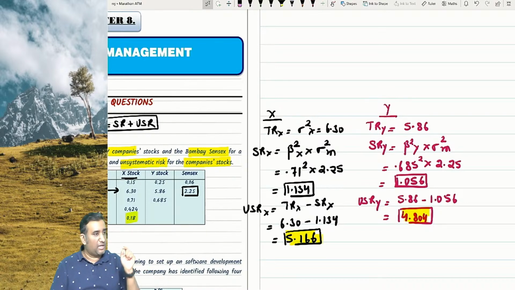You know why? Because if R is stronger, one of the formulas of beta is R into standard deviation of stock by standard deviation of market. Stronger the R, stronger the beta. Stronger beta means which type of risk would be stronger? Systematic risk. So let me do some derivation for you.